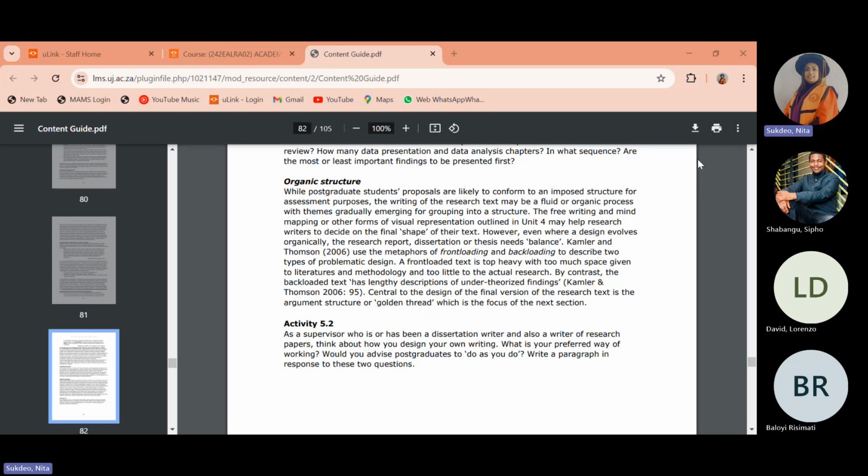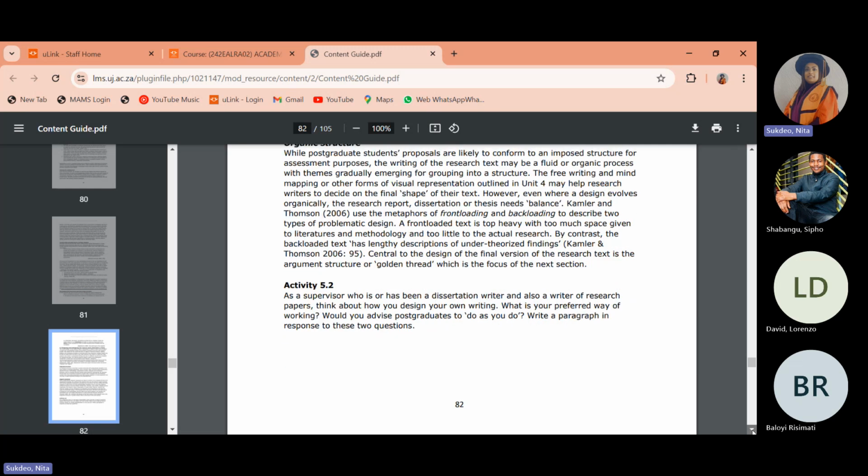All right, so then moving on. This section, unit 5, is looking more or less at how you've learned everything from unit 1 to 4, and how you are now going to supervise your students and help them put together their entire dissertation or thesis.